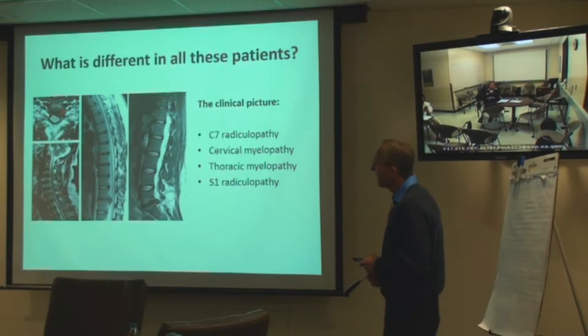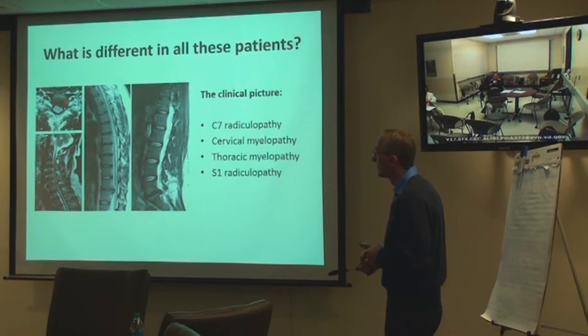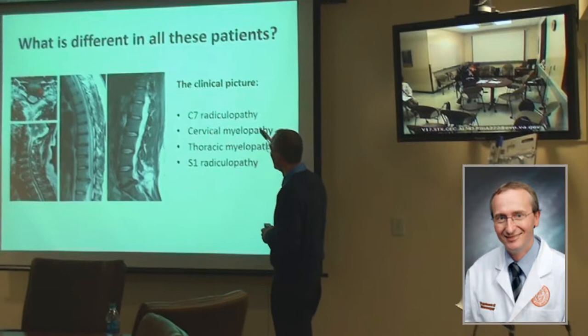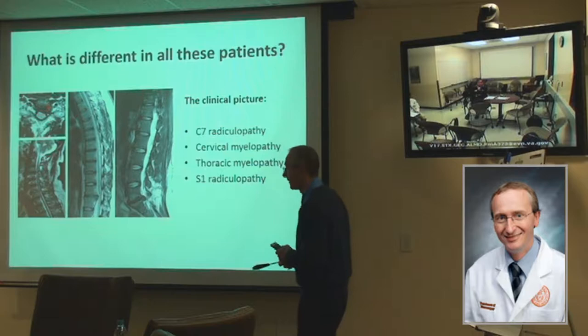So after this prologue, let me ask the following question. What is different in all these patients? At first sight, I think the answer is straightforward. The difference is in the clinical picture. The first patient had C7 radiculopathy, the second had cervical myelopathy, the third patient had thoracic myelopathy, and the fourth patient had an S1 radiculopathy. But is there anything that is common in these patients?